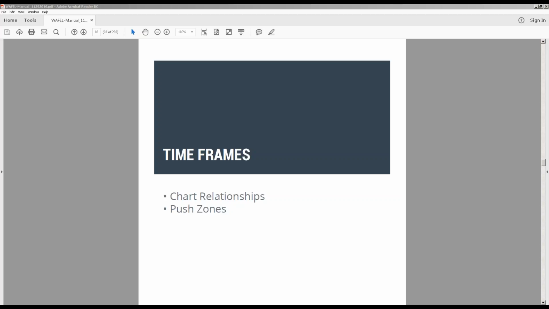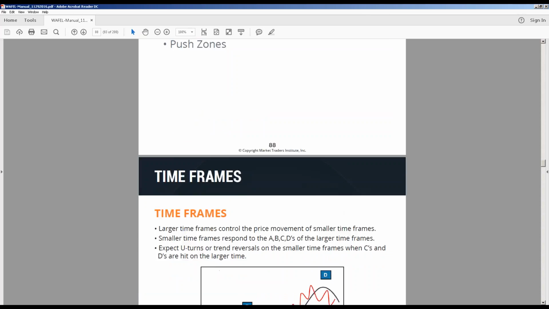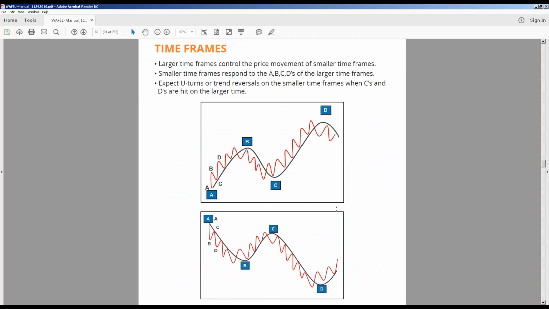Beautiful. Right. Now, today I'm going to discuss time frames, and I will also discuss chart relationships and push zones. Larger time frames control the price movement of smaller time frames. Smaller time frames respond to the ABCDs of the larger time frames. Expect U-turns or trend reversals on the smaller time frames when C's and D's are hit on the larger time frame.